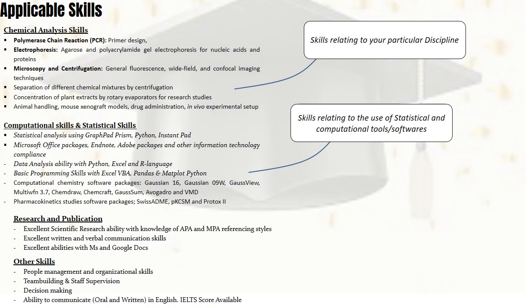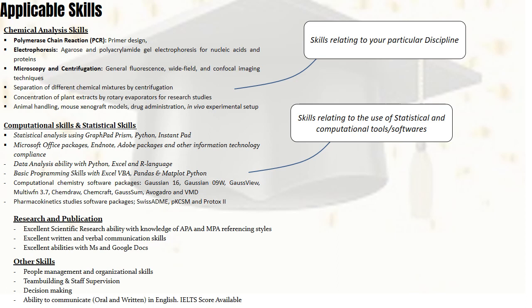He has the first category, chemical analysis skill. In this skill, he mentions some of the very rare apparatus he can use and some of the very rare things he can do in chemistry. He can do polymerase chain reaction using a primer design. He can do electrophoresis. He can do microscopy and centrifugation using a microscope and a centrifuge.